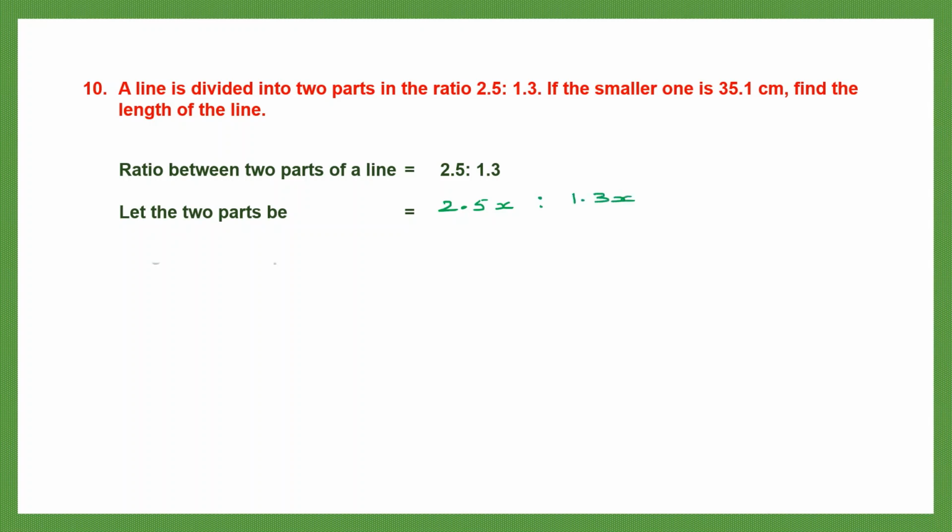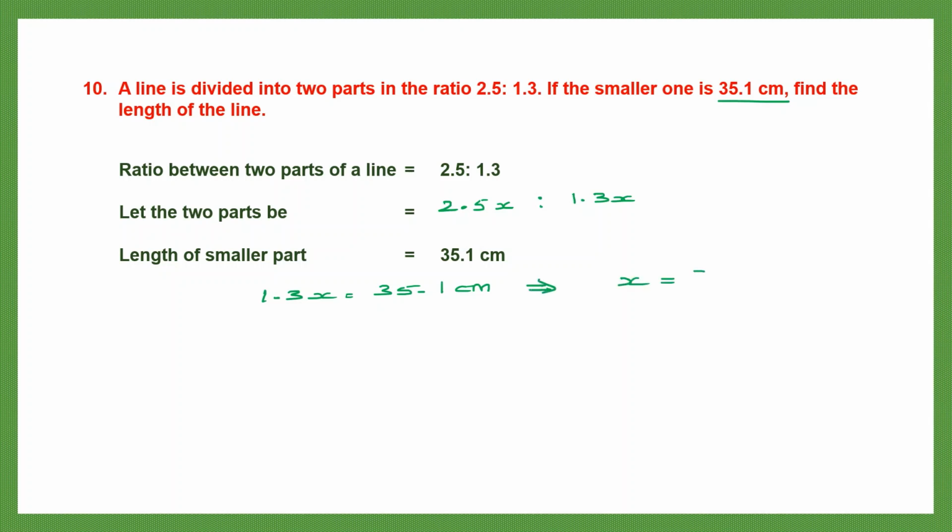We've also been told that the smaller part is 35.1 centimeters. It's given to us in the question. And here, among these two numbers, which is a smaller one? This, isn't it? 1.3 is smaller. That means 1.3x is equal to 35.1 centimeters. So let's write that. So 1.3x is equal to 35.1 centimeters.